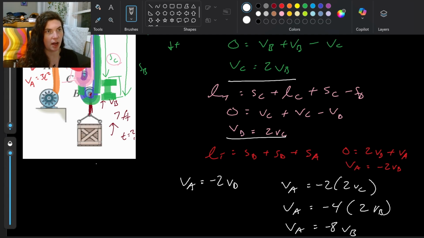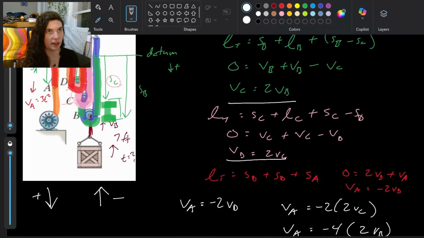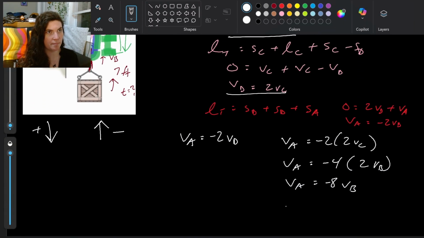And it makes sense. We would expect them to be opposites of each other. A is moving in the positive direction. B is moving in the opposite direction. We said down is positive, which means that our velocity for B should be negative. And our VA, we were given something for that. Our VA is 3t squared. So 3t squared equals -8 VB. This means that our VB is -3/8 t squared.